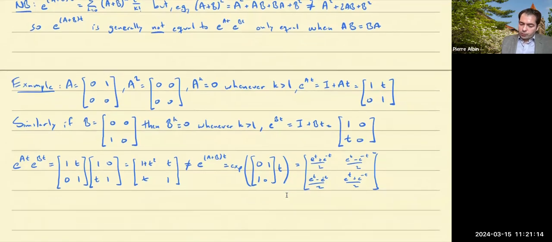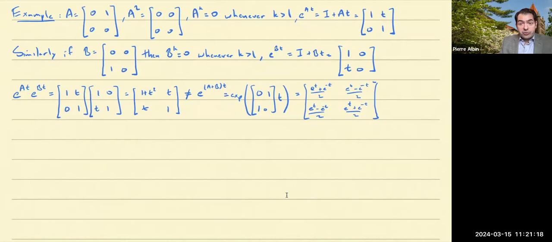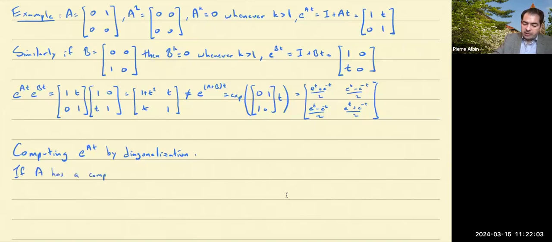Okay, so if computing exponentials by carrying out the actual infinite series is not a reasonable approach for most matrices, what can you do? Okay, so here's an approach that works really well. Computing the exponential by diagonalization. It works really well, but we need A to have a complete set of eigenvectors.